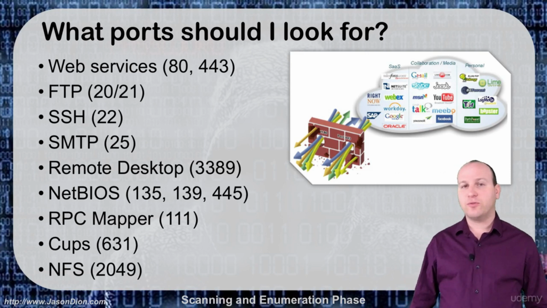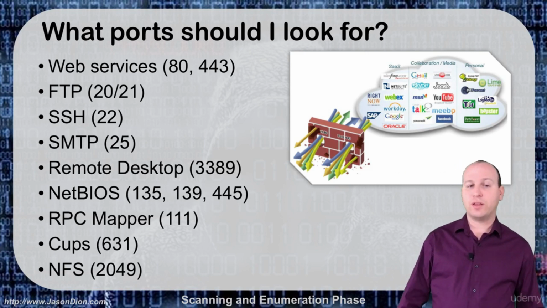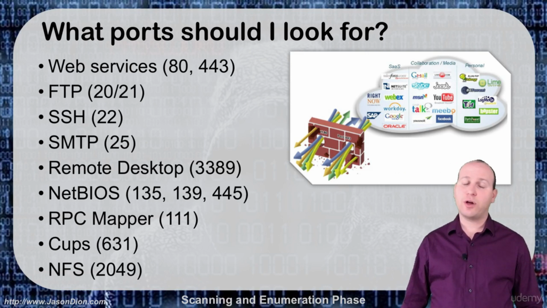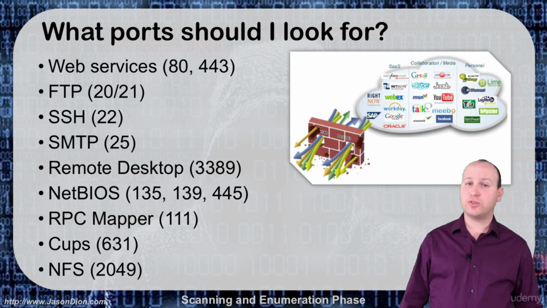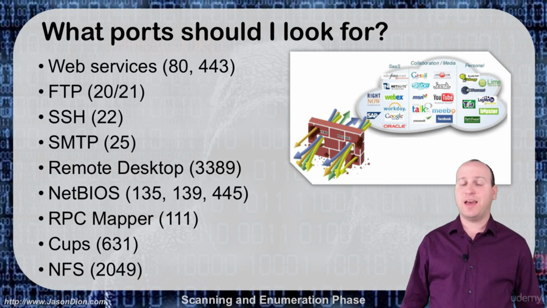The next thing I look for is if it's Linux. If it's port 111, 631, or 2049, those are common Linux ports. 111 being remote procedure call mapping, 631 being CUPS, which is printer services, and 2049 being NFS, which is file sharing. So these are some common ports you can use to identify whether it's a Windows or a Linux machine.